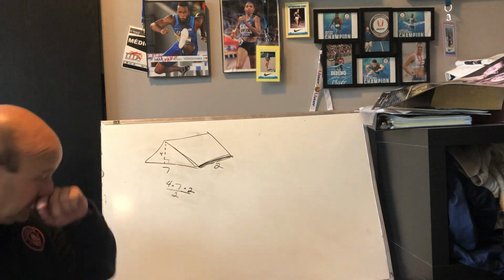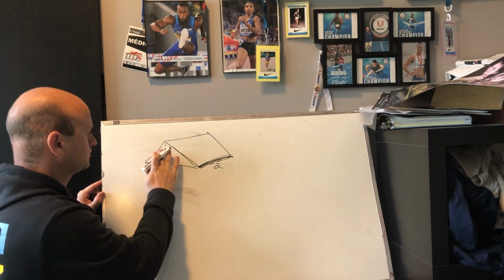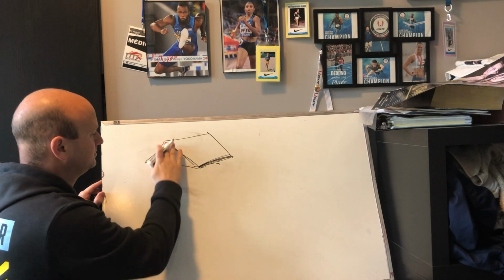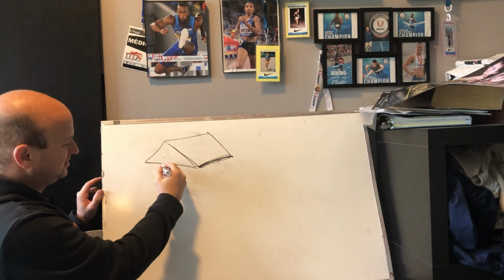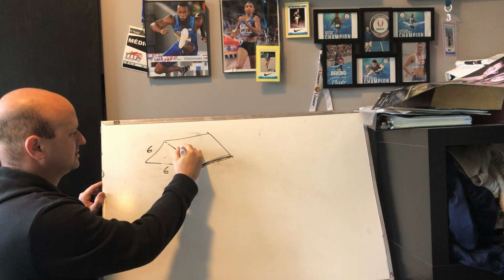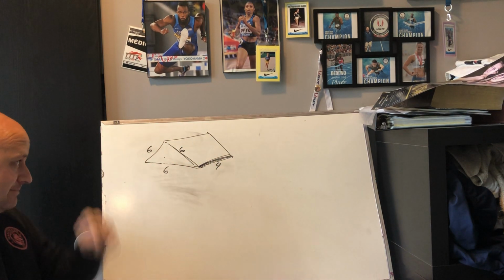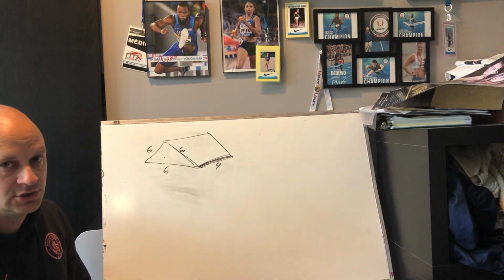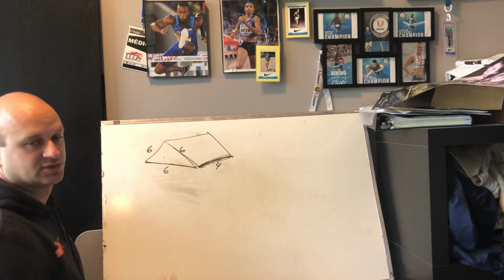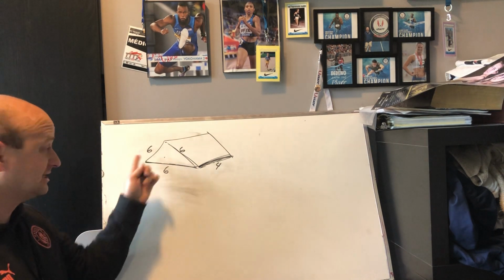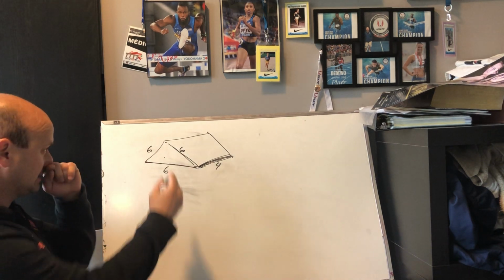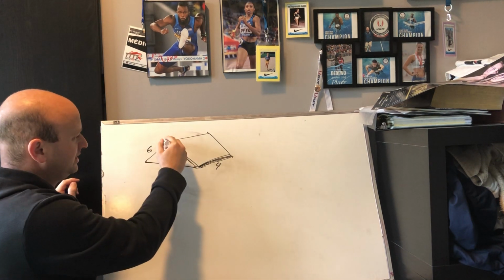Now what happens is we get problems something like this. What if this were 6, 6, 6, and 4? What kind of triangle is that? That's an equilateral triangle. So the base is 6, but what's the height? We don't know. It's not 6. This is called the slant height. So we have to find the height.